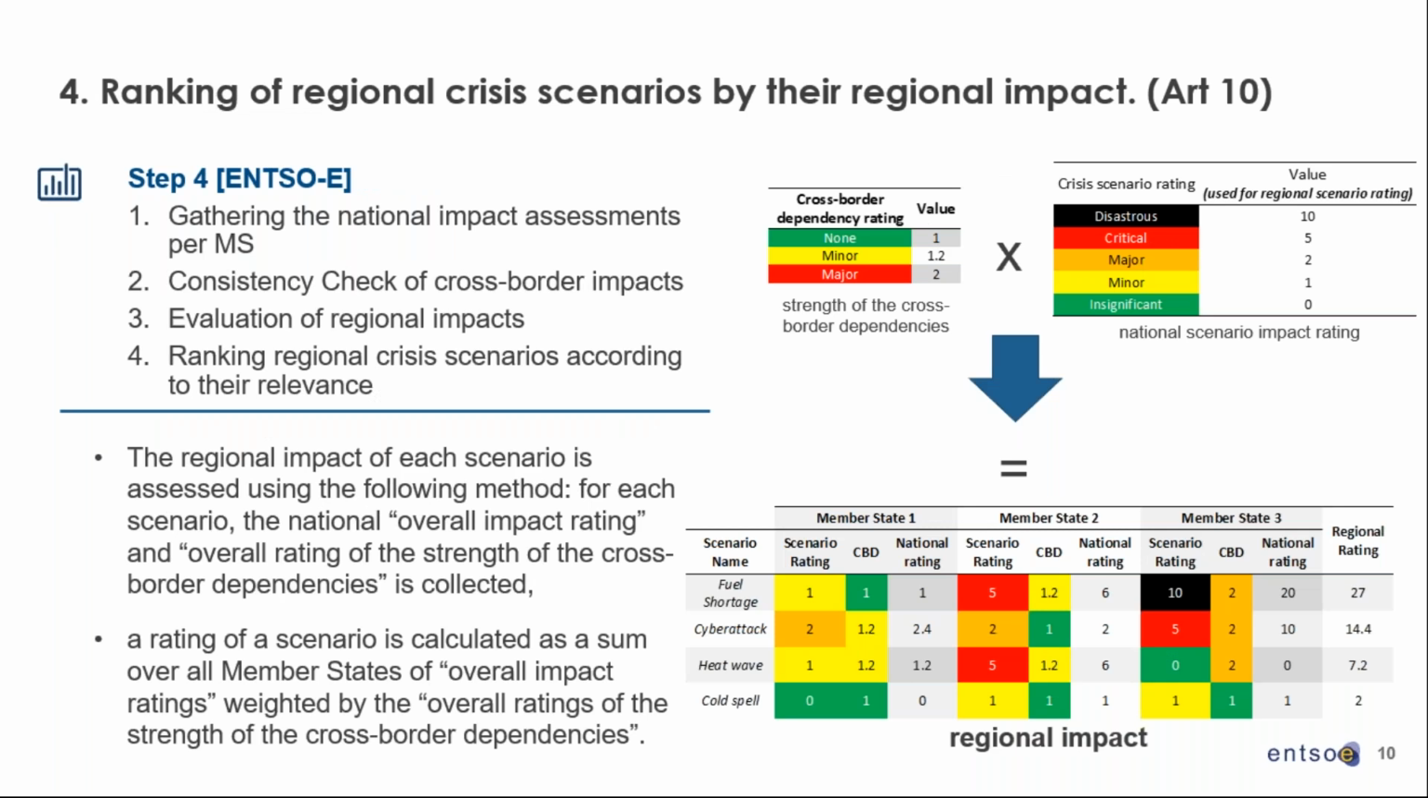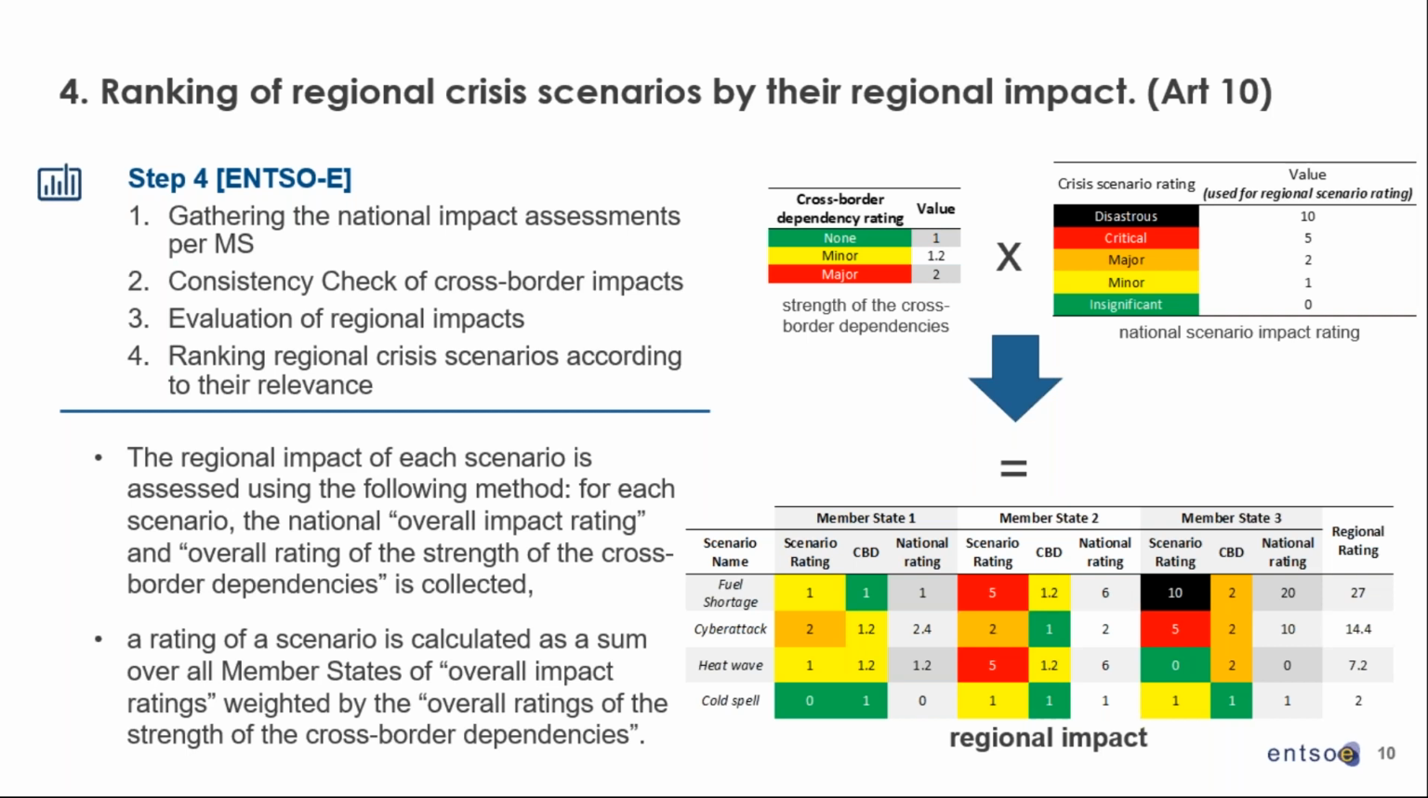So once we've got an overall likelihood and impact rating for the crisis scenarios, of course, we need to look at a regional picture. So we'll have a national score, but we then need to look at what dependency that has across borders. So we need to score each of those crisis scenarios against a cross-border impact. So each TSO, or TSOs in that member state, will rank each crisis scenario with a cross-border dependency rating, in the table on the bottom right.